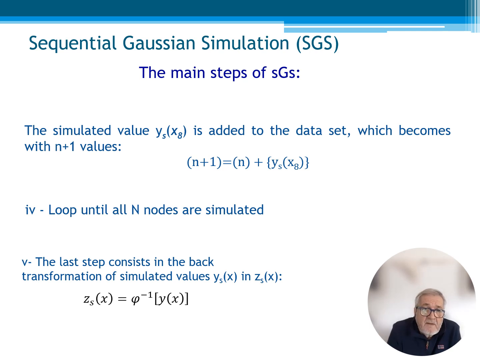So after that, the simulated value is added to the data set, which becomes n+1 values, and we loop until all nodes are simulated. Now, it's important: the last step consists of the back transformation of all simulated values into the original variable. Okay.